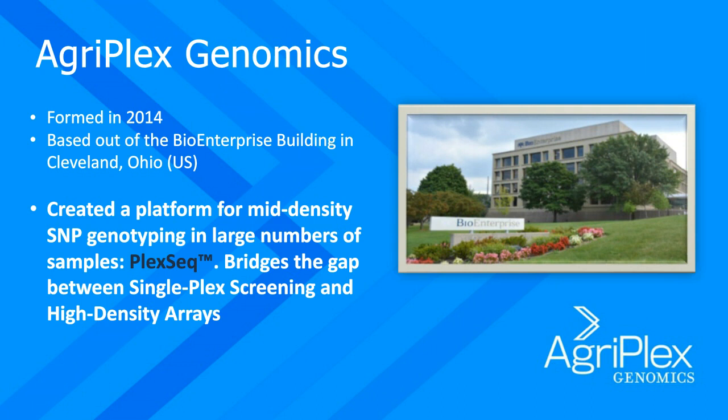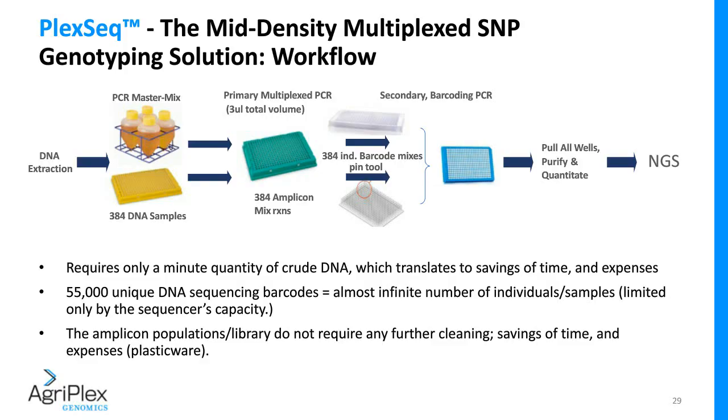In the agricultural space, Plexic is a mid-density SNP genotyping platform that is filling the gap between single-plex reactions on the low end of the screening spectrum and chips and arrays on the high end. The Plexic workflow consists of crude DNA isolation. The DNA does not have to be of high quality to fit our reactions or our process. We don't really need a lot of quantity of it. Just a very minute amount is needed.